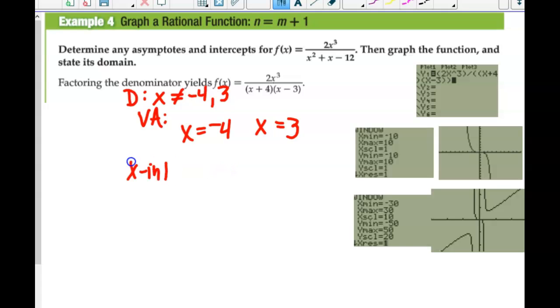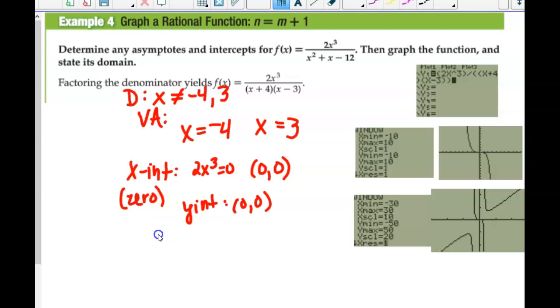X-intercept, anybody? Look at your yellow sheet. X-intercepts are also called zeros. How do you find them? Please use the yellow sheet today so that you're comfortable with it. Yes, the top equal to 0. So when does 2x cubed equal 0? Yep, so it goes through 0, 0. Okay. Y-intercept is what you get if you put in a 0. Guess what we get? 0, 0.